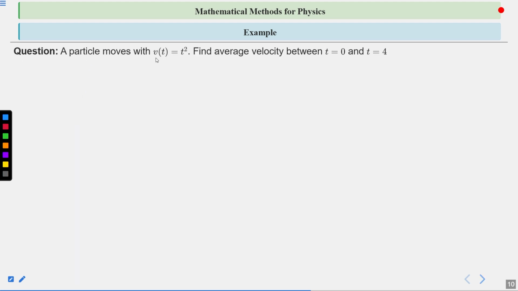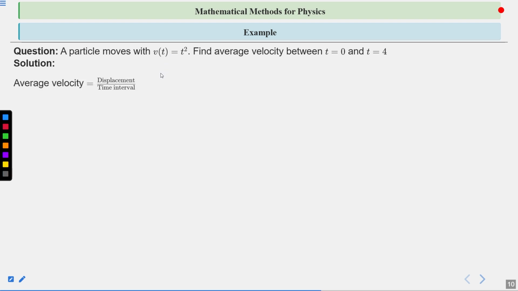A particle moves with v of t equal to t square. Find the average velocity between t equal to 0 and t equal to 4 seconds. So here the time interval is given, 0 to 4 seconds. Solution.